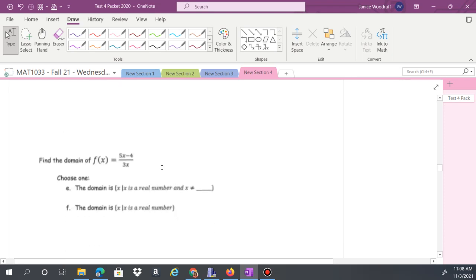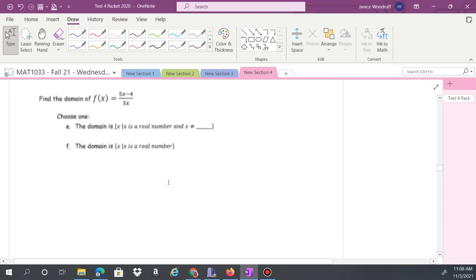But in this next example, there is an x value in the denominator. You have 3x. So we want to find that restriction. So we take the 3x, we set it equal to 0. Now in this case, we're going to divide by 3, and we're going to get x equals 0, which means x cannot equal 0. So we would choose the first choice, the domain x is a real number, and x is not equal to 0.